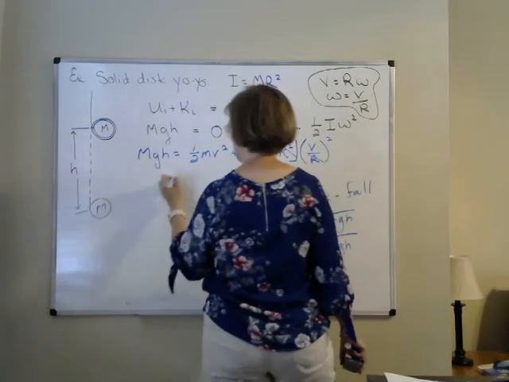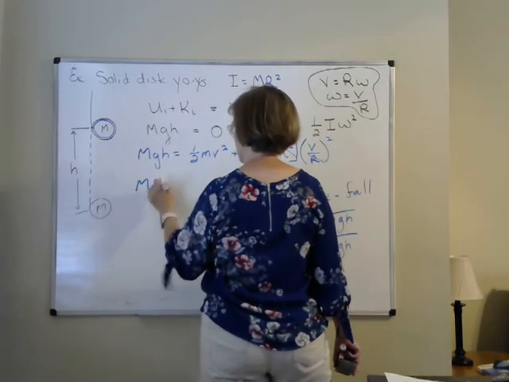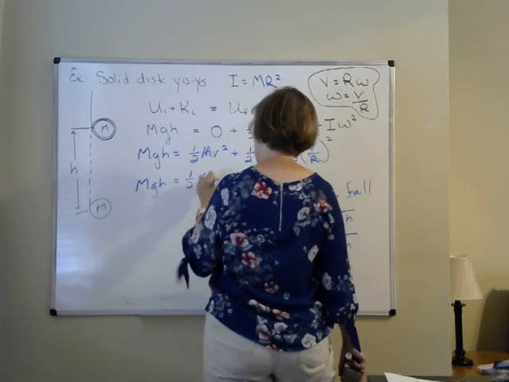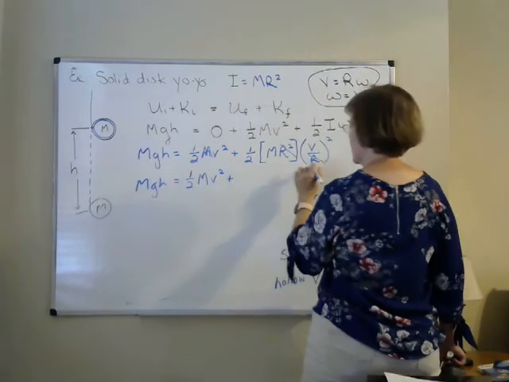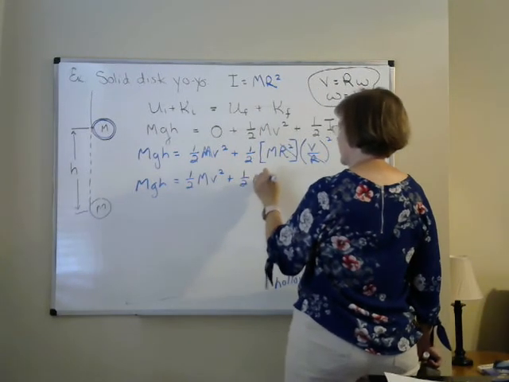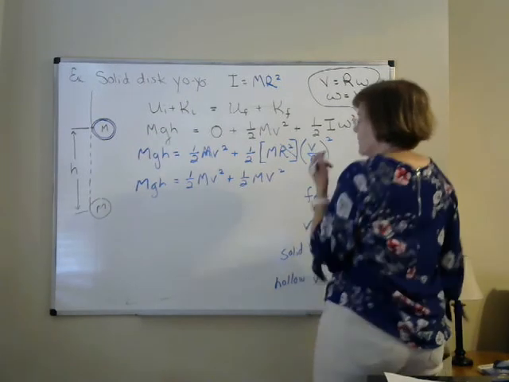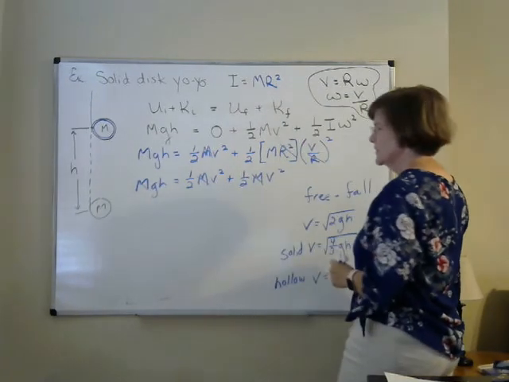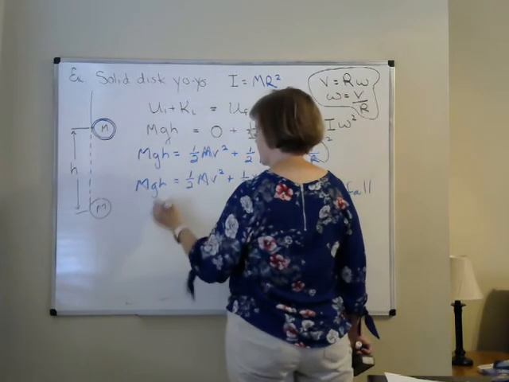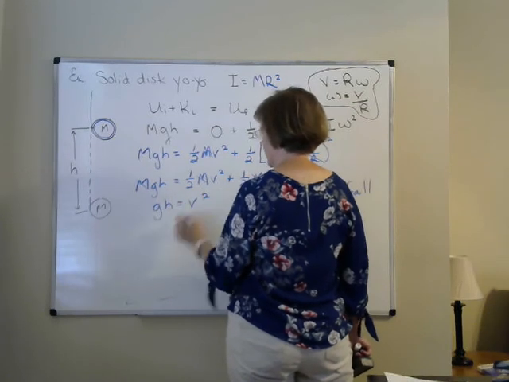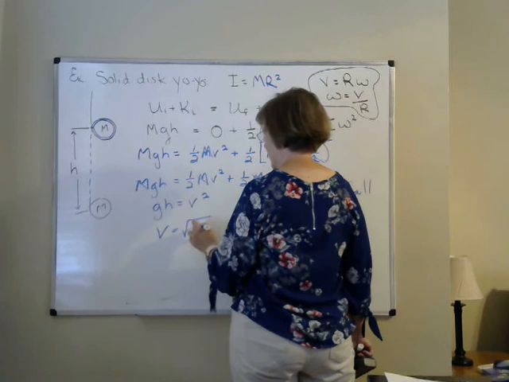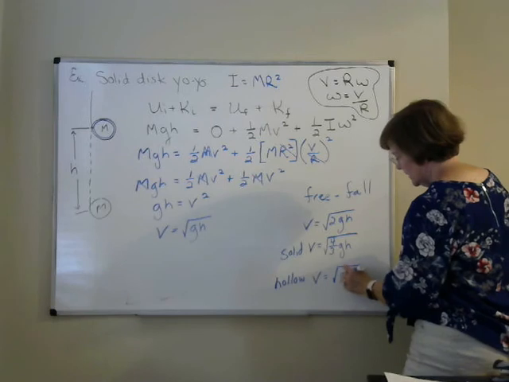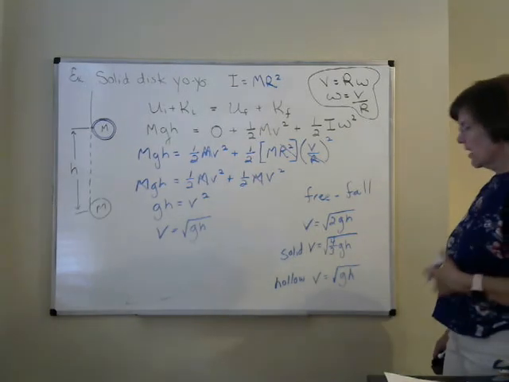And this comes out to be mgh, sorry, that's a capital M, equals 1/2 mv squared. This also comes out to be 1/2 mv squared. I don't need the m's. 1/2 plus 1/2 is just 1. I get gh equals v squared. So yes, the hollow one is even slower than the solid one.